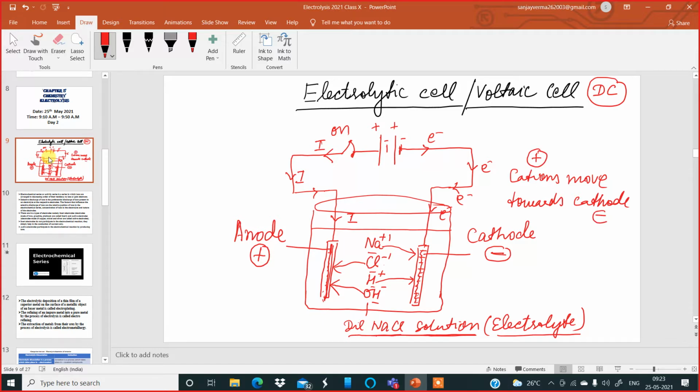So cations move towards the cathode, because we know the law of nature, opposite charges attract. That is why cations, which carry positive charge, move to the cathode. And on the other side, you can see the negatively charged ions, chloride and hydroxyl, move to the anode.